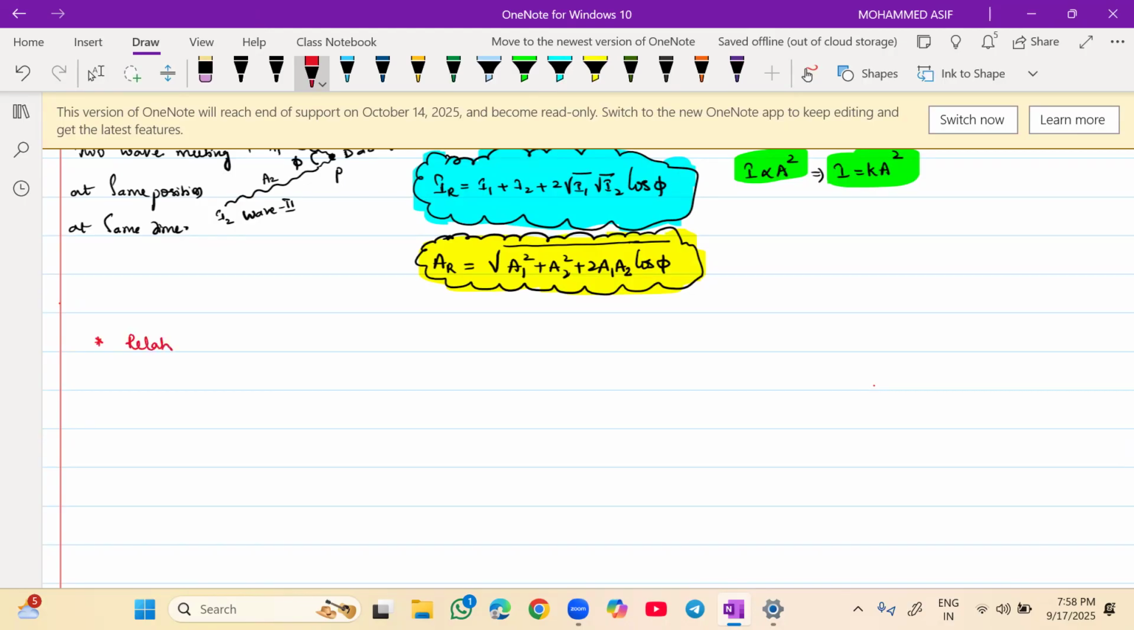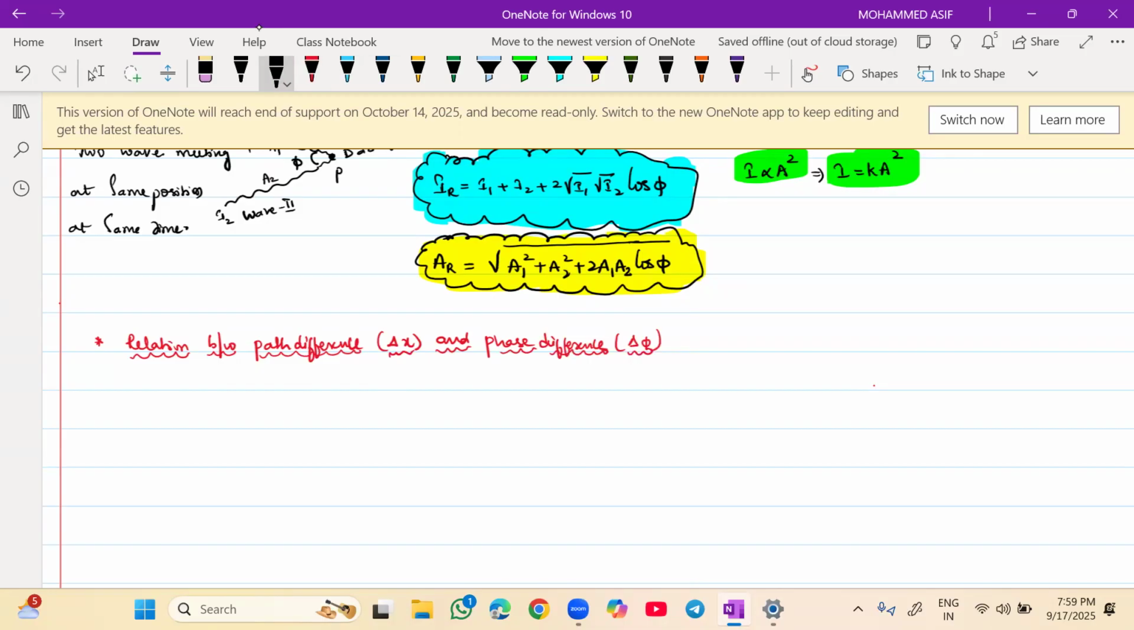Relation between your path difference, path difference is represented by delta x, and phase difference, phase difference is represented by delta phi. So I'm talking about the relation between path difference and phase difference, that is delta x and delta phi.